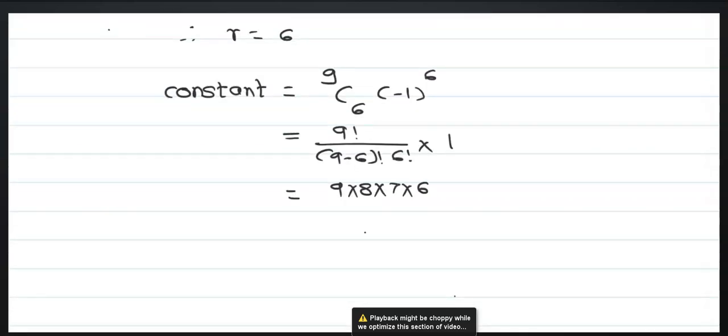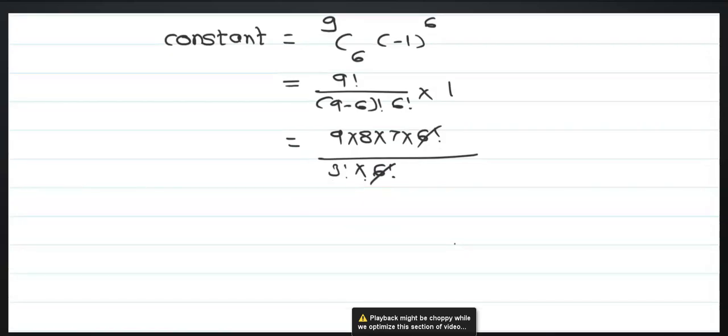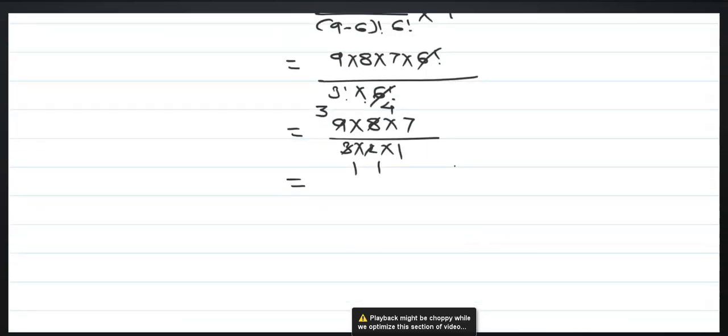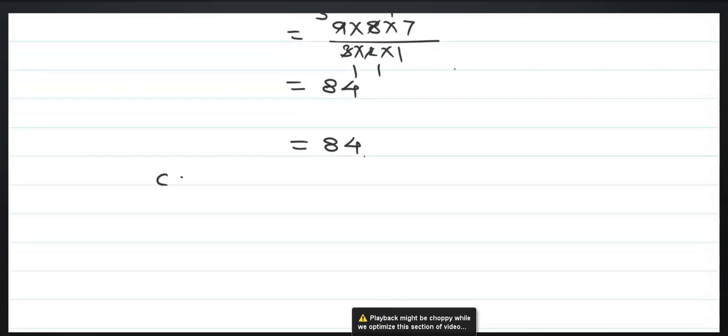This is the calculation. And if you perform this calculation, you will get 84. This is equal to 84. Okay. Let's see. Therefore, the constant term is 84.